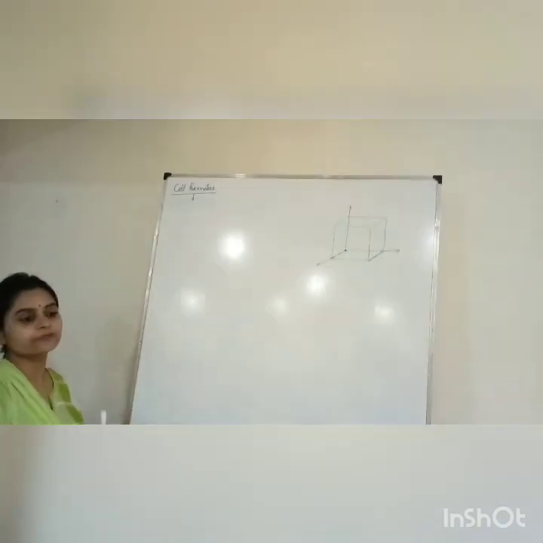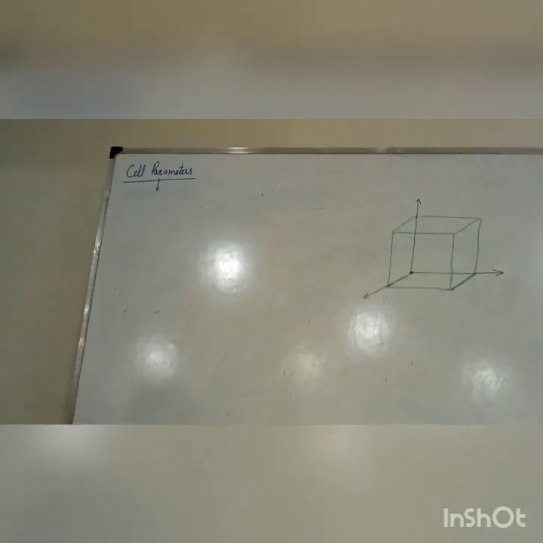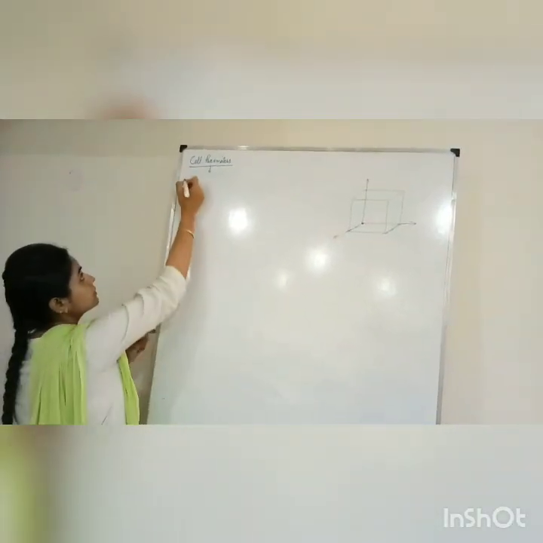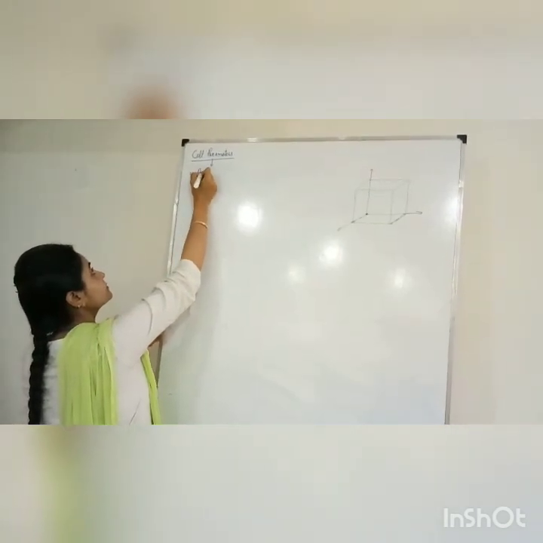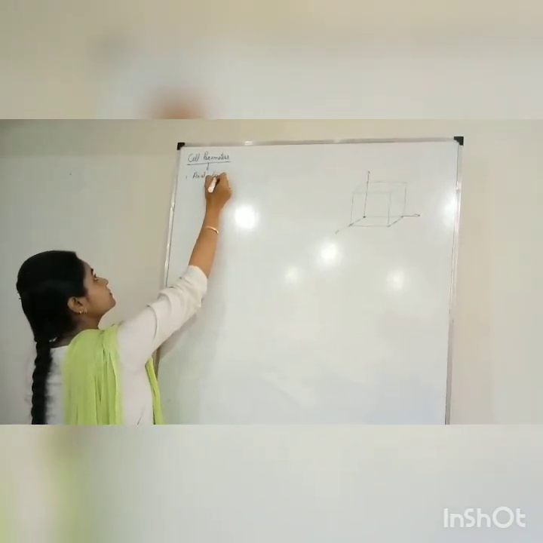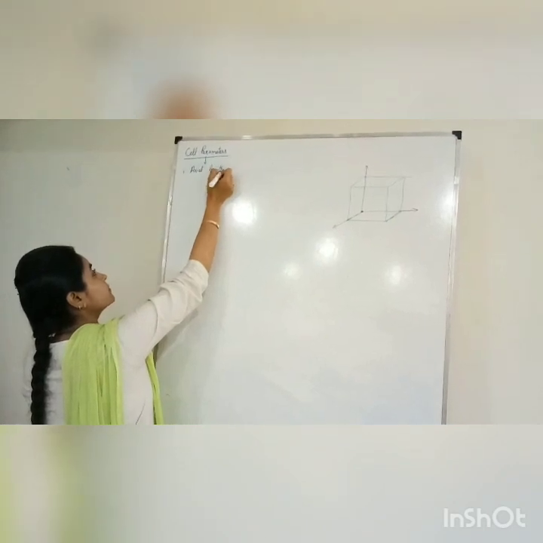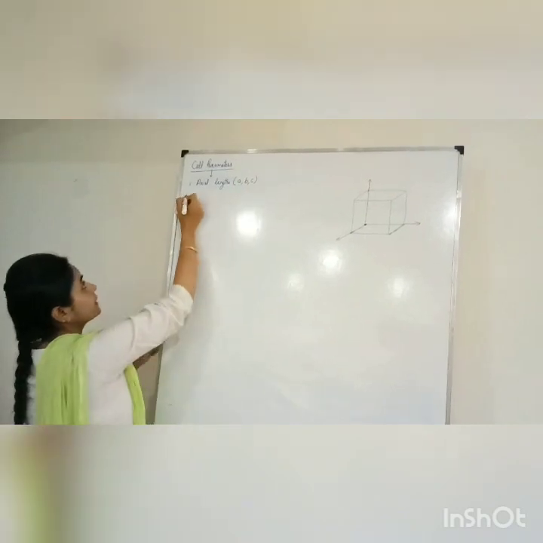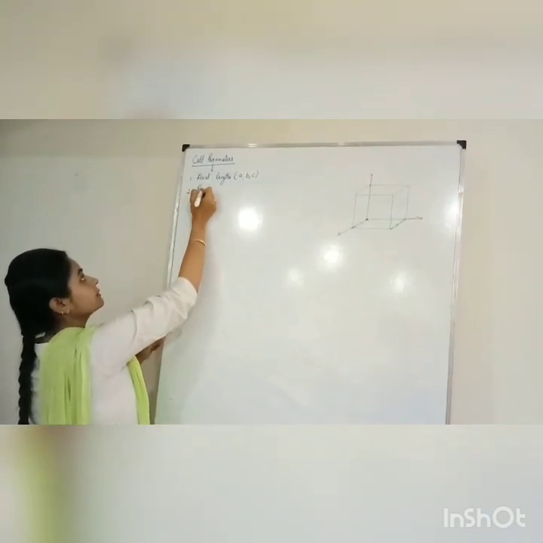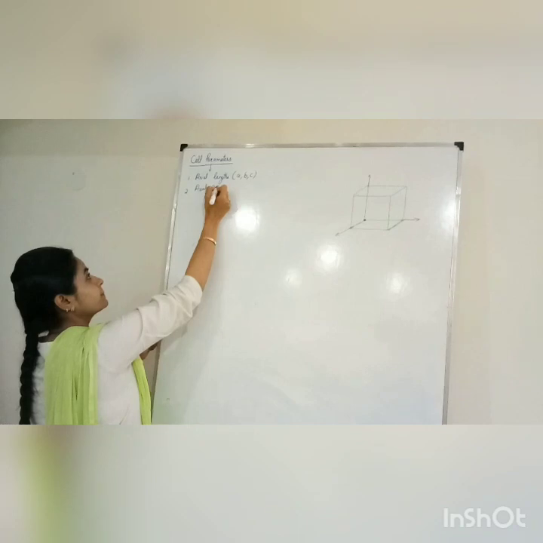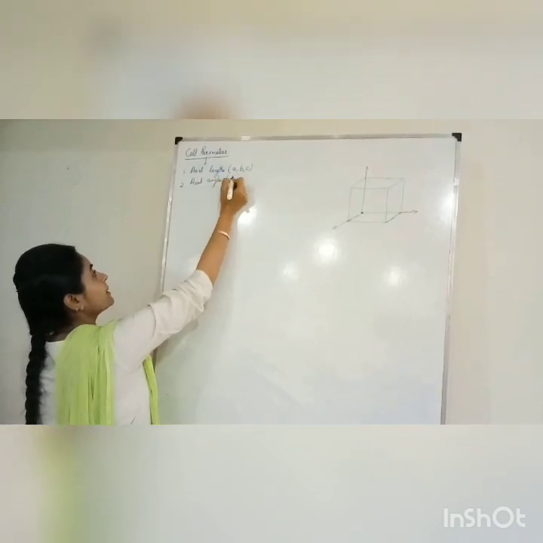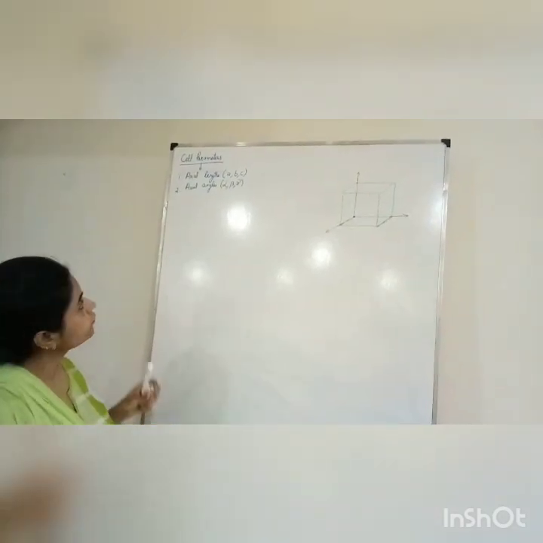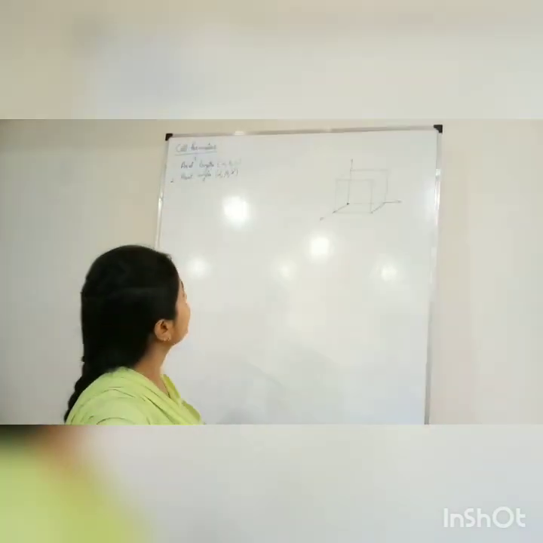For differentiating or for measuring a particular unit cell, we have two cell parameters. One is axial length, which is represented by A, B, C, and another is axial angles, represented by alpha, beta, gamma. Now, what do you mean by axial length?